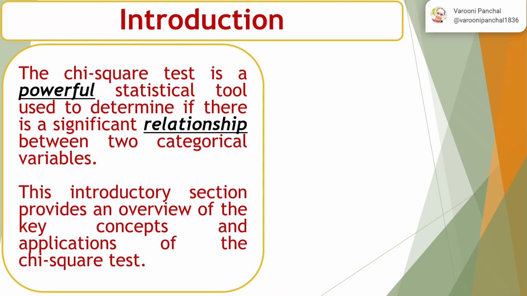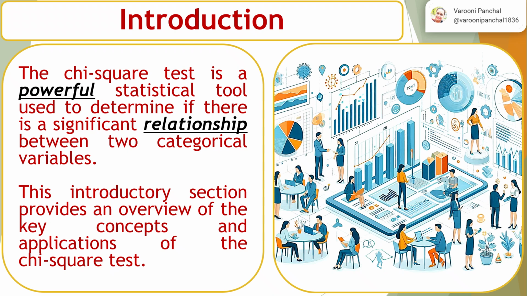Introduction. The chi-square test is a powerful statistical tool used to determine if there is a significant relationship between two categorical variables. This introductory section provides an overview of the key aspects and applications of the chi-square test. So it is very essential to ensure that you first get the two categorical variables. So we need a 2 cross 2 contingency table to get the relationship of the two variables, right?